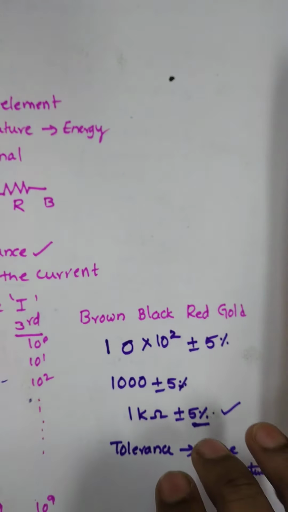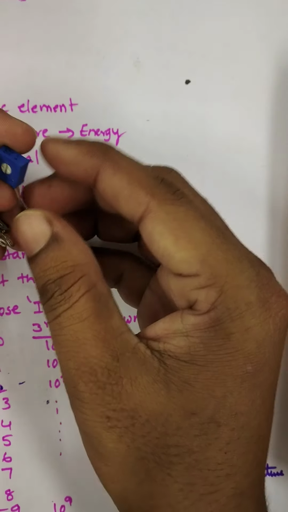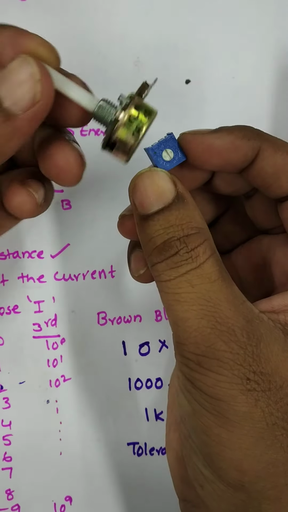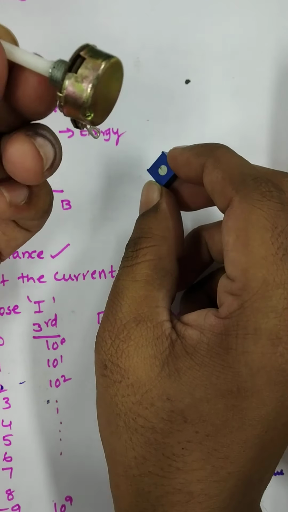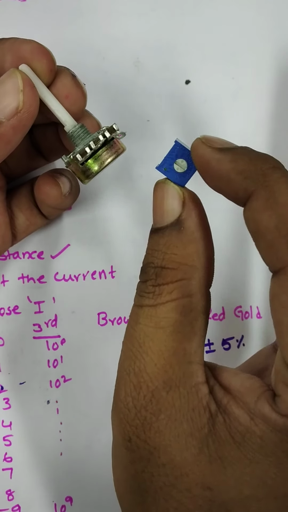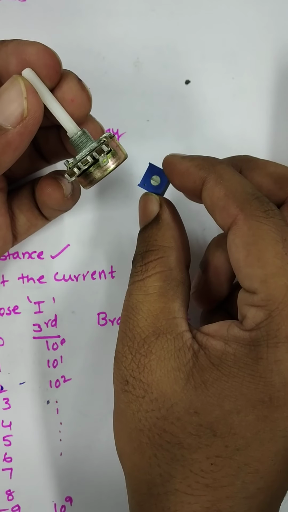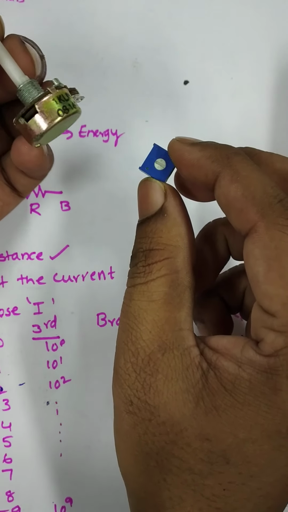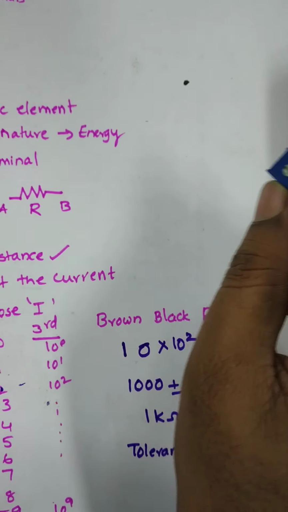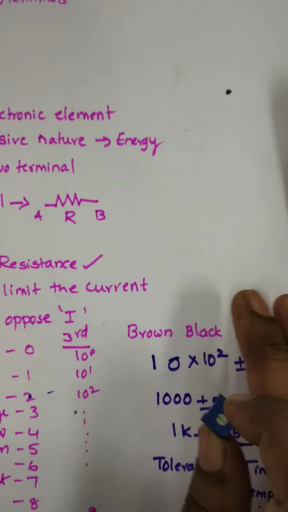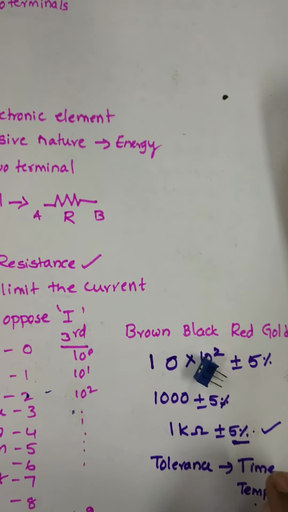Now you can see some other resistors in your labs, like this one and this one. This is called a potentiometer. In the next classes I will tell you about these potentiometers, and how we can calculate the value practically using the multimeter. This is about a resistor for this class.